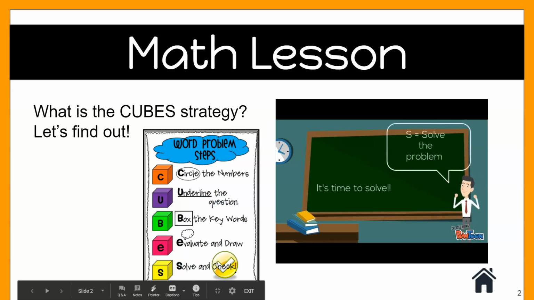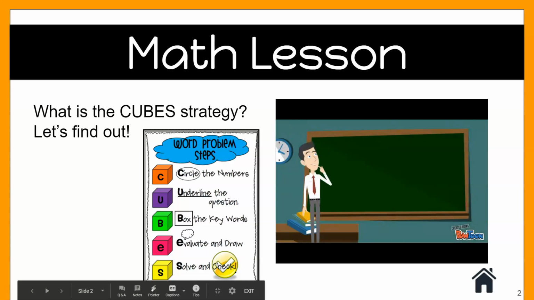The S stands for solve. The step where all our hard work pays off and we finally get to answer the question we are being asked. Now that you know what we are supposed to do in each step of the CUBES strategy, let's try it out. First, we need a problem to solve.